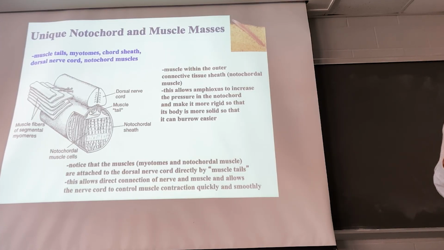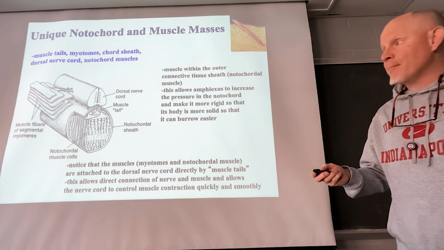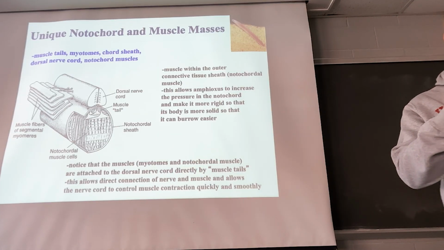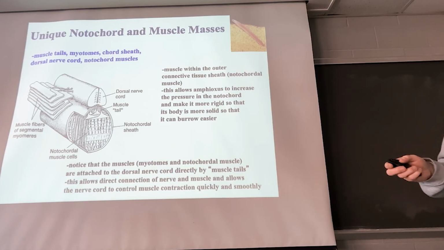The more pressure you produce, the more rigor there is to the tail itself, so it becomes less bendable and more like a weapon or a shovel to dig into the sediment. And the way that we produce this extra water pressure is through a series of muscles that are specialized to the notochord. They're called notochordal muscle cells. And they are skeletal muscle. They look a lot like the myomeres as far as their architecture or structure.